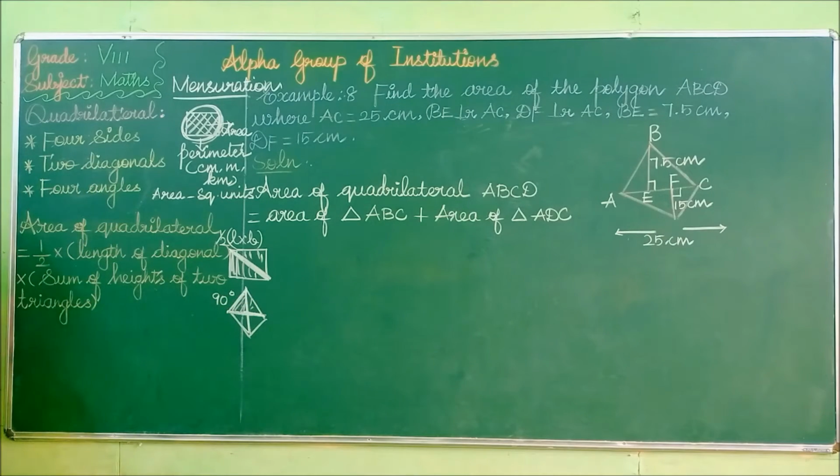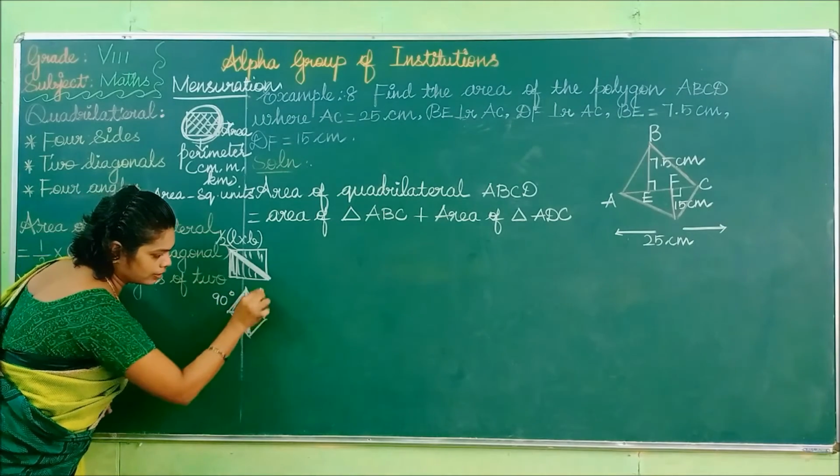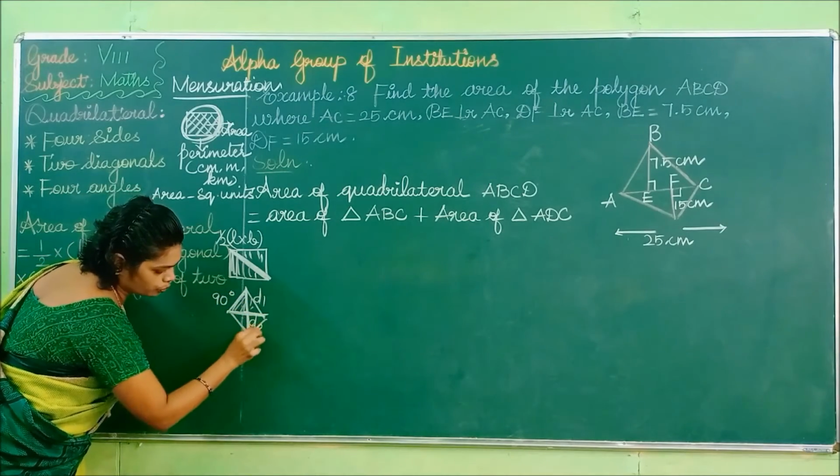And what is the formula for the area of a rhombus? Area of a rhombus is equal to side into height, square units. And one more formula for the area of a rhombus is half the length of the first diagonal into the length of the second diagonal. That is half d1 into d2. This is d1 and this is d2.